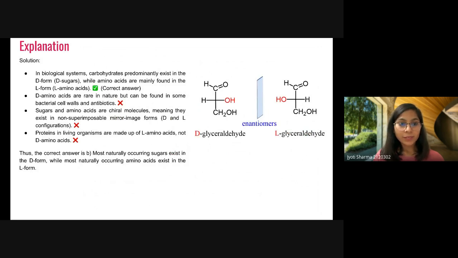And you can also see here, whenever we do have the mirror image, then this is known as the enantiomers, right? So this is how you can solve this question.